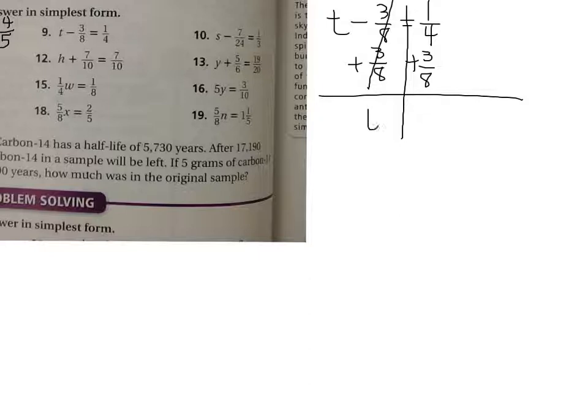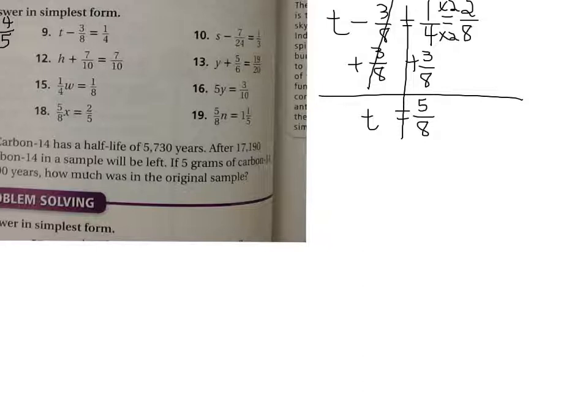I'm left with t equals common denominator, multiply by 2, multiply by 2, what do you get? 2/8. 2/8 plus 3/8 is 5/8. Is that simplified? Yes.